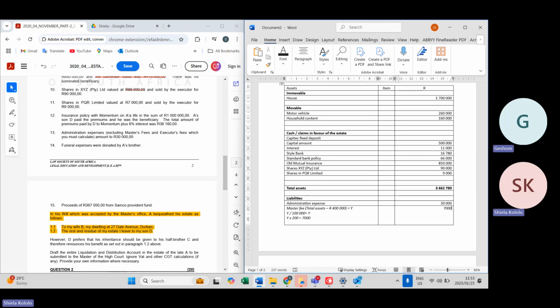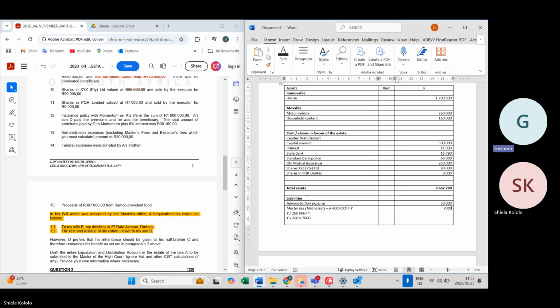You understand the rules? Yes, it's the rule. So when your estate is more than 3.6 million, you know that your final answer will obviously be this amount that you are going to get. It's mostly the 7,000 maximum. So you don't need to actually calculate it. You can just write maximum 7,000.